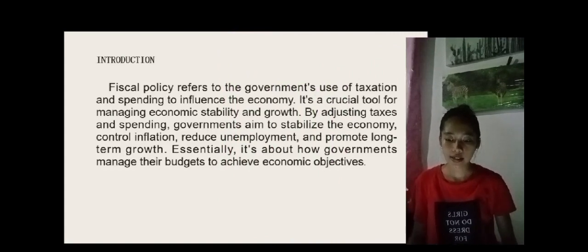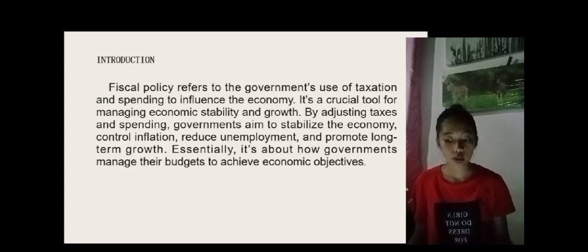So let's talk about fiscal policy. Fiscal policy is like a tool that the government uses to control how money moves around in the country. They do this by deciding how much money they collect from people, which is the taxes, and how much they spend on different things like schools, roads, and hospitals. The goal is to keep the economy stable, prevent prices from going up too fast, which is inflation, make sure everyone who wants a job can find one, and help the country grow and get better over time.